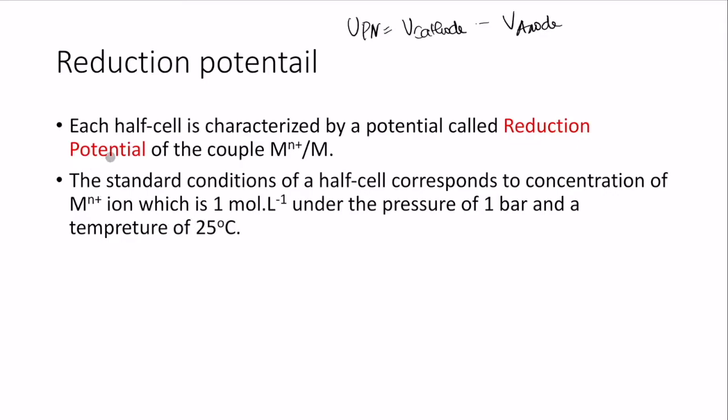So this means that each half cell is characterized by a potential called the reduction potential. We call this the reduction potential of the couple, M^n+/M.